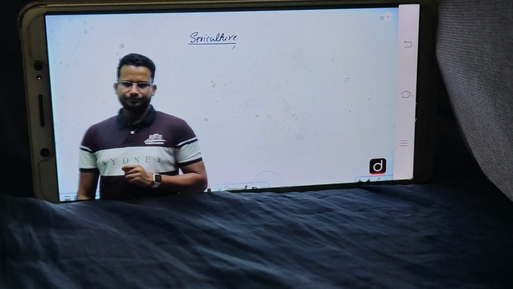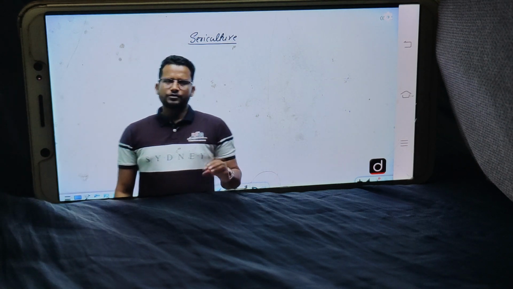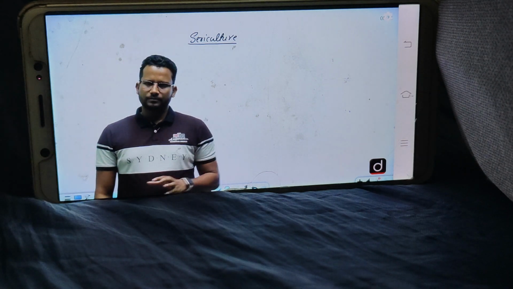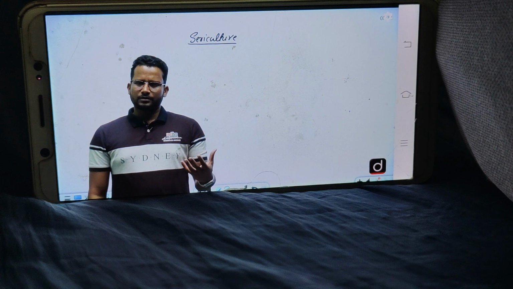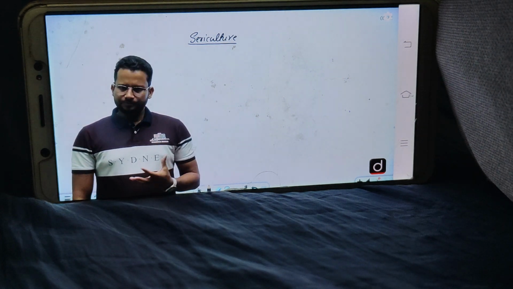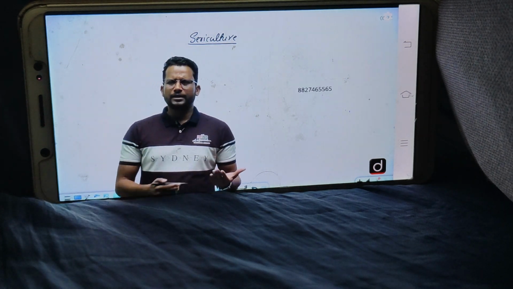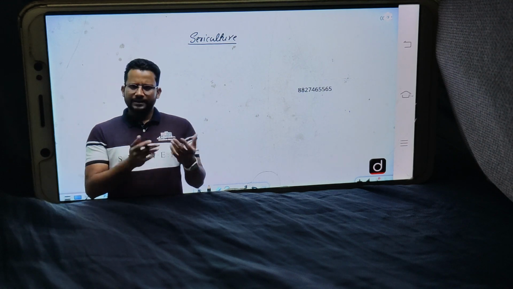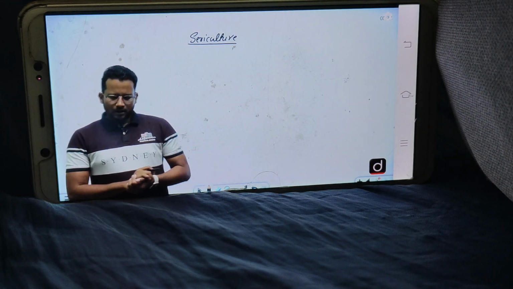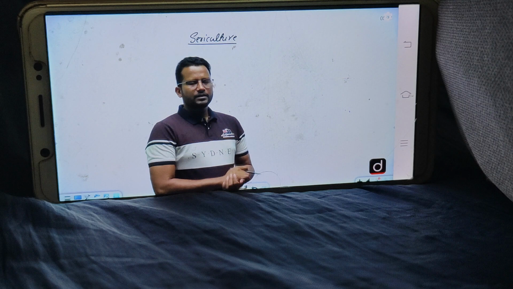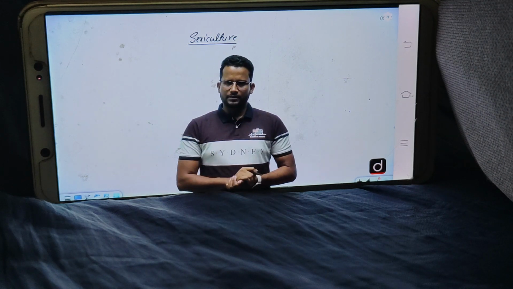तो समझ में क्या आया? That in sericulture, you are simply rearing silkworms, and those silkworms are going to provide you with silk fibers, and then you are going to use that silk mainly in the silk textile industry. Clear? तो ये तो हो गया कि अगर हम sericulture की बात करते हैं, what is sericulture? So this is the meaning of sericulture.